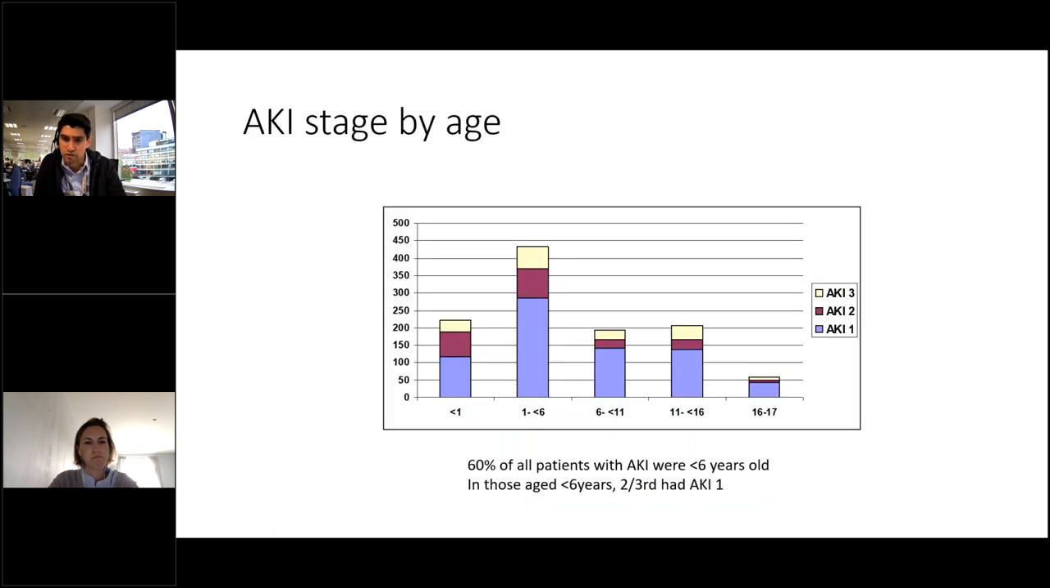This is the age distribution of those patients with AKI. So 60% of our patients in this study were less than 6 years old. So it's a condition that can affect the very young, and this coincides with those patients in particular who undergo cardiac surgery. Almost universally all get acute kidney injury, and that's probably what makes the bulk of those patients.